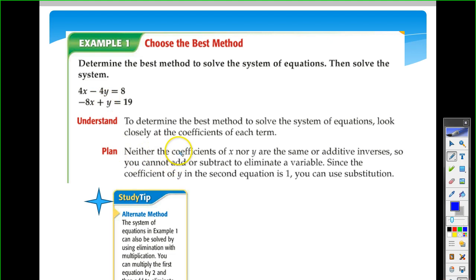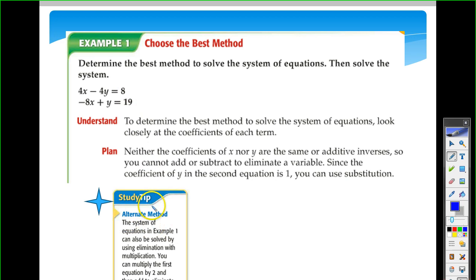Okay, neither the coefficients of x nor y are the same or additive inverses. So you cannot add or subtract to eliminate a variable. Since the coefficient of y in the second equation is 1, you can use substitution. So even though the textbook wants to use the substitution method here, you can use any one of those 5 methods and you can still get the same answer.